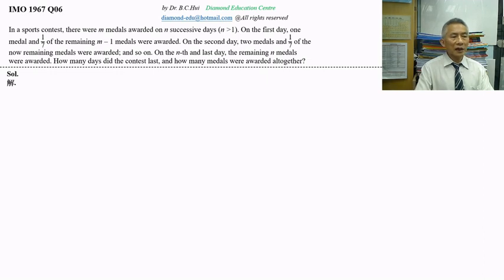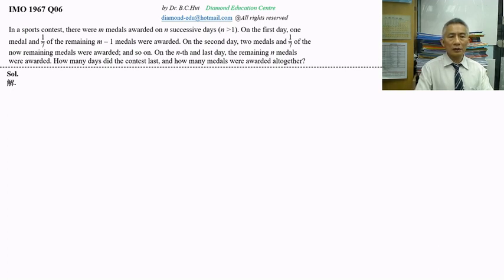This is IMO 1967, question number 6. The question says, within a sports contest, there were M medals awarded on N successive days. On the first day, 1 plus 1/7 of the remaining M-1 medals were awarded.